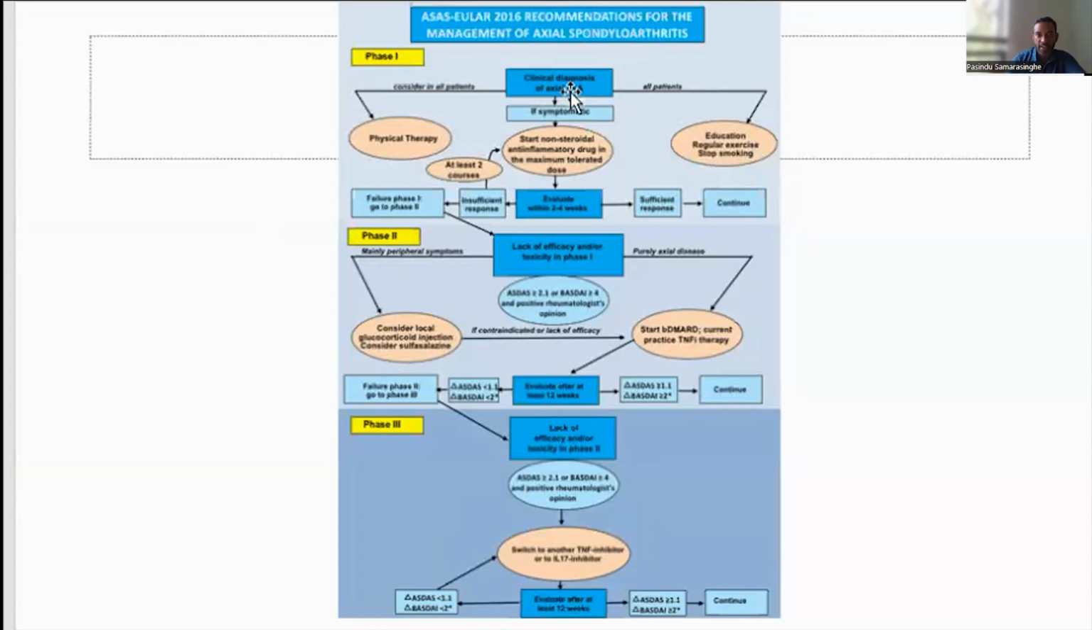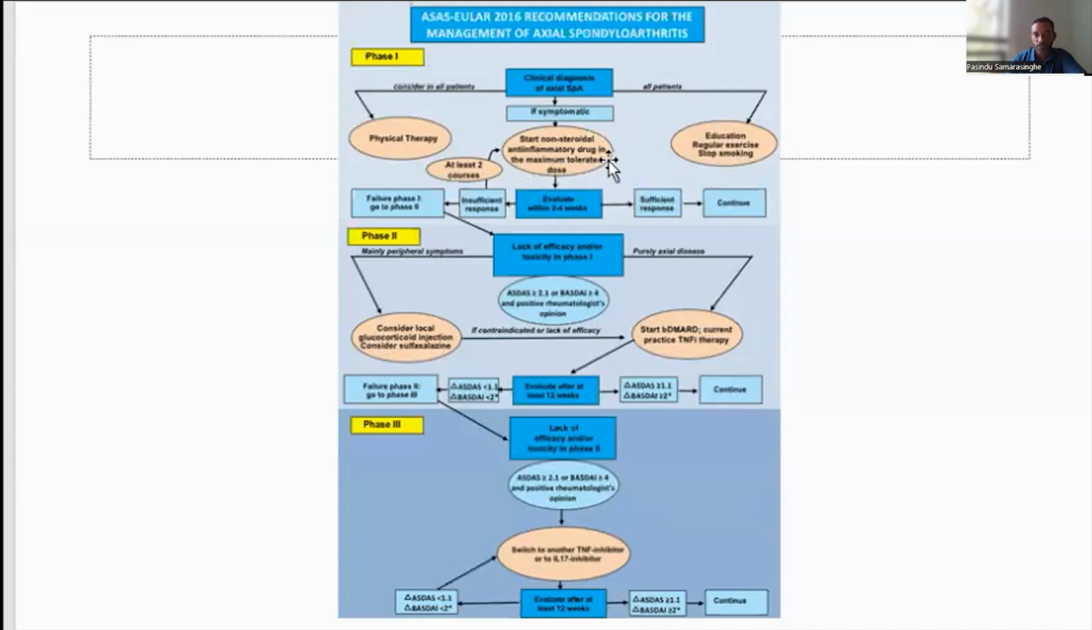So pharmacological management. First you give an NSAID. It could be celecoxib, etoricoxib, or other NSAIDs. And then you see the patient in 2 weeks' time, and you do a BASDAI, as I described before. And if it is more than 4, if the patient is still active, then you change the NSAID to a different group.